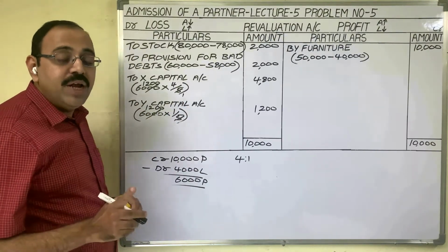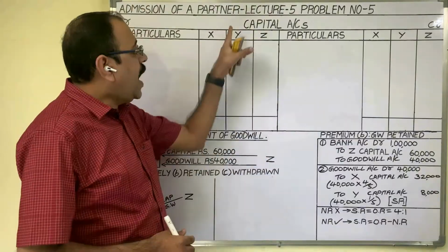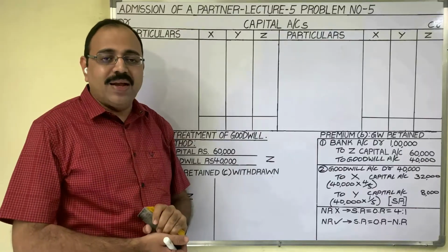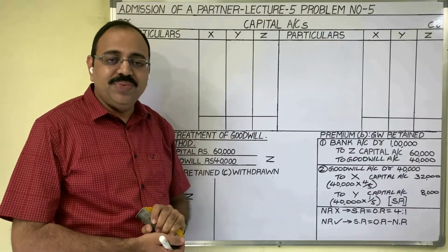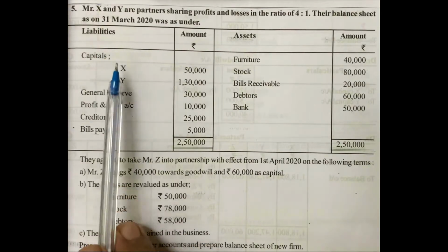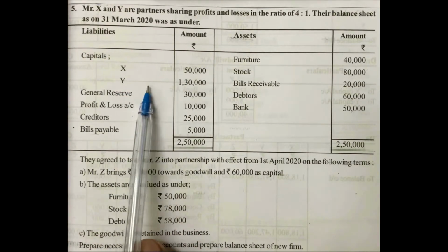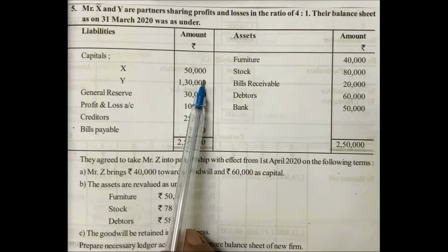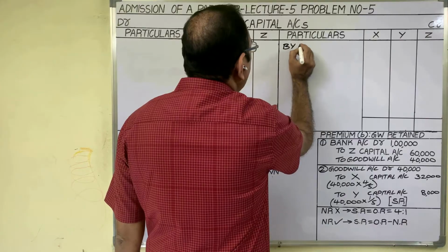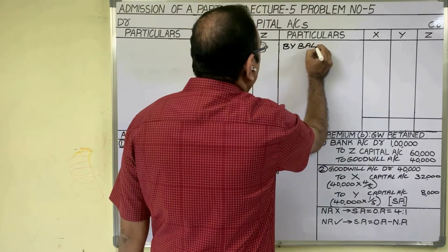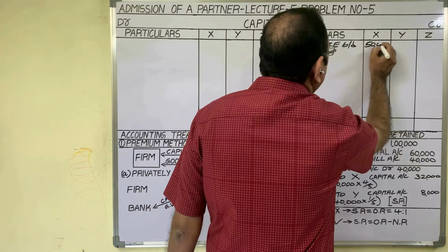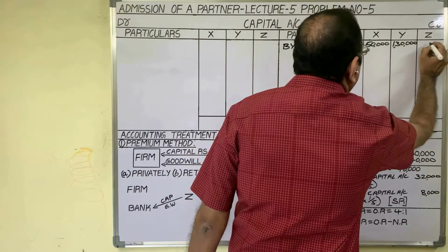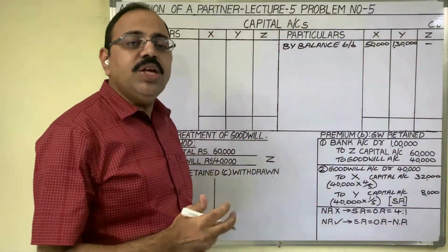Next come to capital accounts of all the 3 partners. We have to start capital accounts with opening balance. From where we should take this value? In old balance sheet under liabilities side, he is giving capitals of X and Y, no, 50,000 rupees, 1,30,000 rupees. These 2 amounts we have to write here. So credit side we have to write this opening balance, by balance brought down. In X column 50,000 rupees, in Y column 1,30,000 rupees. For Z, don't write anything because in old balance sheet, Z amount is not given.